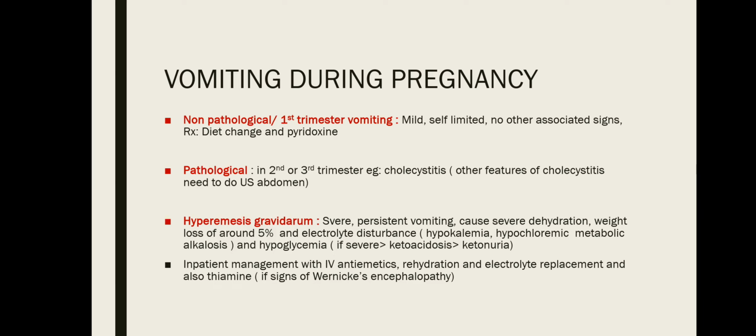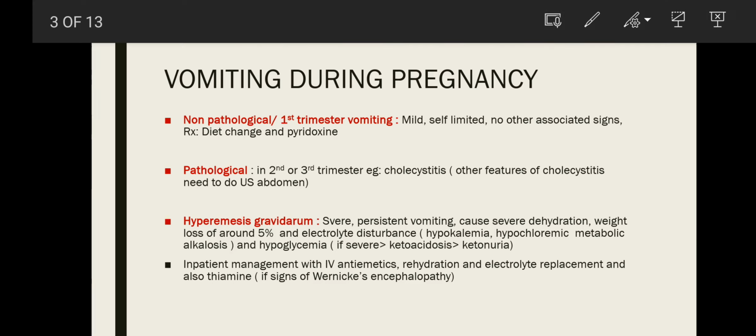But sometimes what happens is there is severe vomiting in the second or third trimester with other symptoms like right upper quadrant pain and tenderness. And in this case, we need to rule out other causes like cholecystitis, which is common in pregnancy.